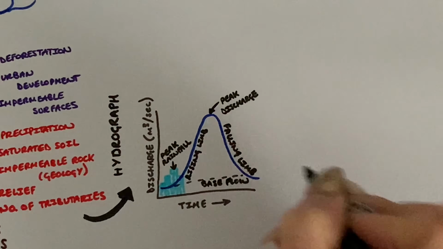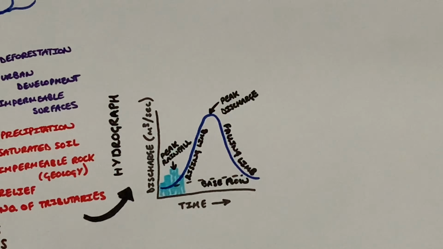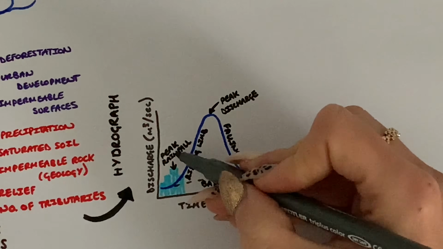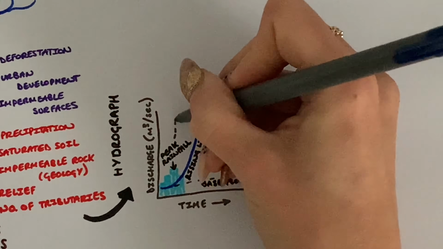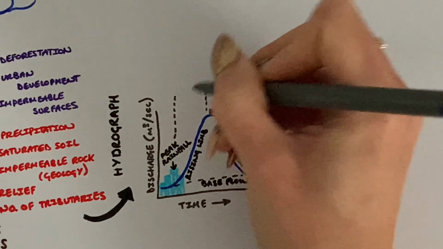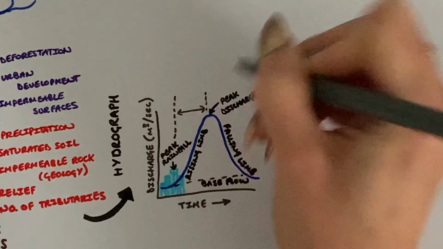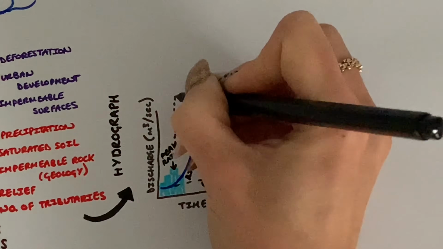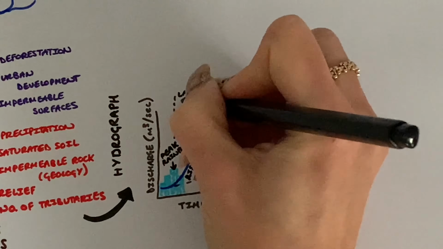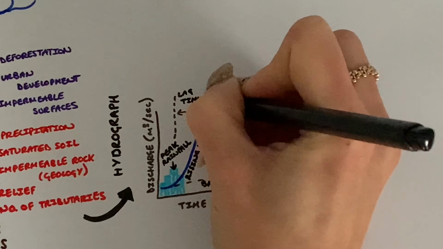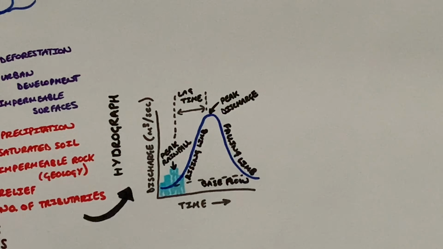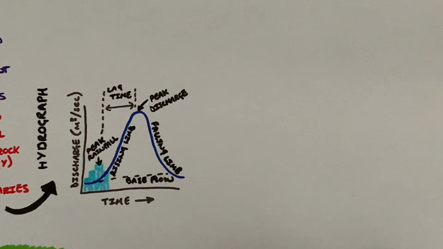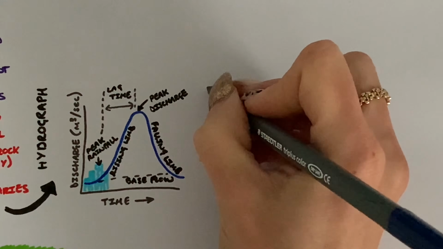Now, a GCSE mathematical exam question you could be asked based on flood hydrographs is to calculate the lag time, which is the difference between the highest amount of rainfall, your peak rainfall, and your highest amount of discharge, your peak discharge. And that is the time delay it took for the water to reach the highest amount in the river. Now, hydrographs can all look different.